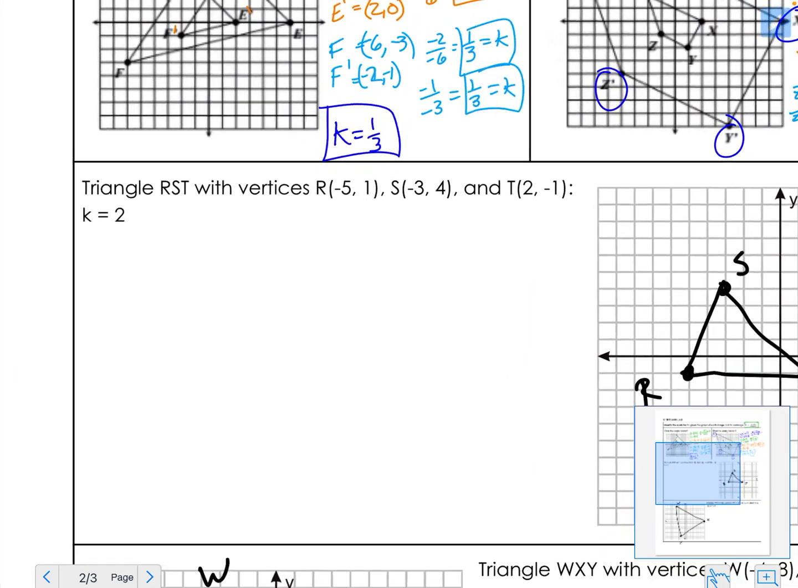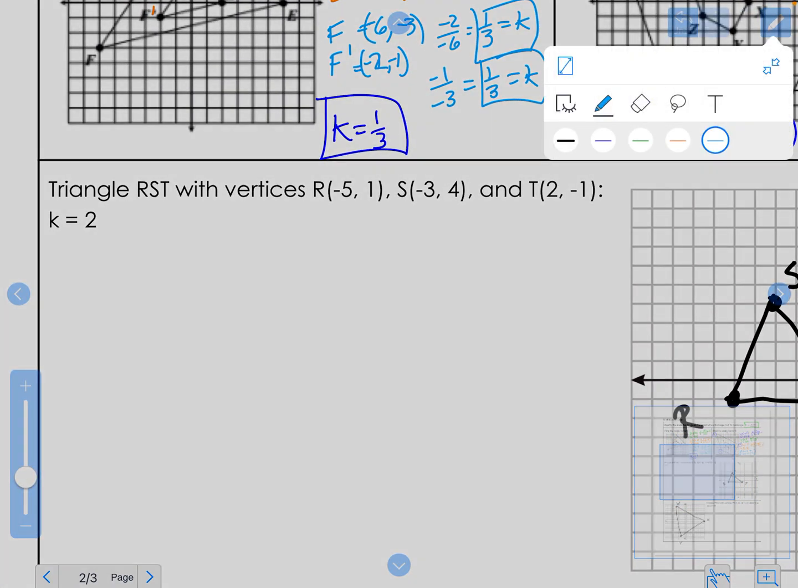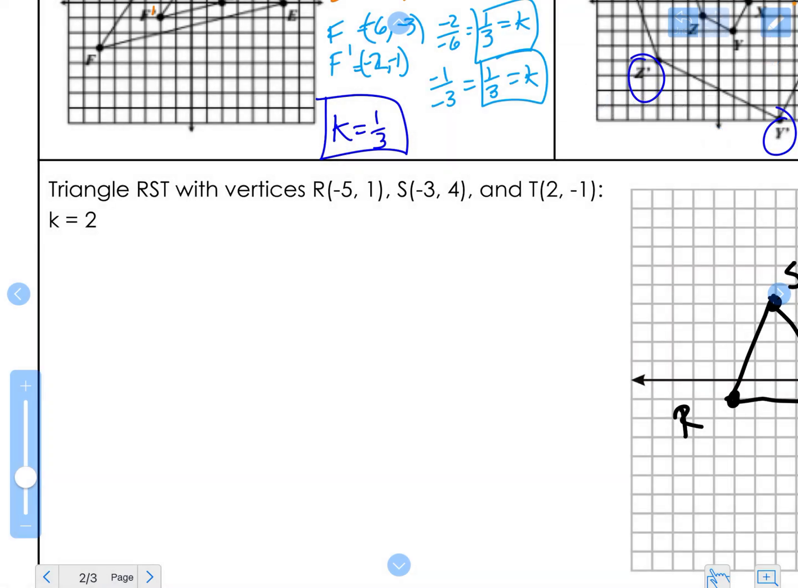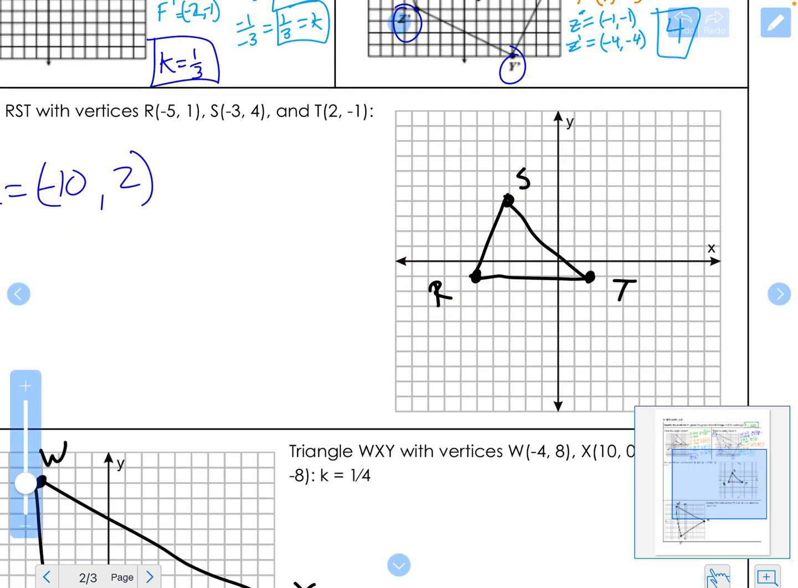All right, so when they're giving us our scale factor, we're told that we need to multiply the scale factor by the points in the vertices. So point R, if I multiply negative 5 times 2, it becomes negative 10. 1 times 2 is 2. So my R prime point should be negative 10, 2.